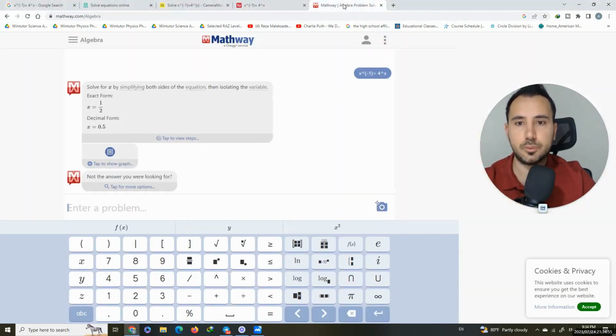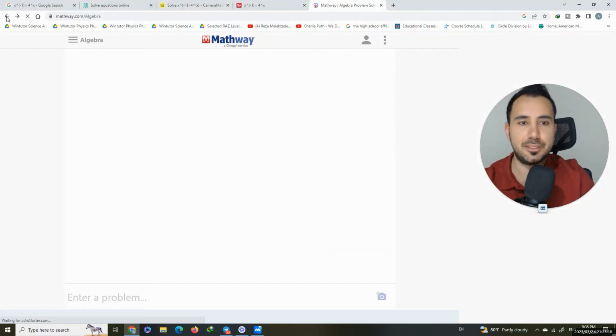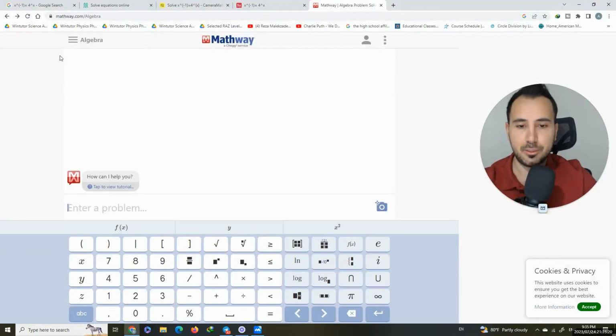So, and the next one, I think, is suggesting using algebra, solve for x by simplifying both sides of the equation, then isolating the variable. It's giving the values 1 over 2. But when we tap for view steps, I think it's asking for money. Okay, but we could solve this together. So let me get the question back over here.